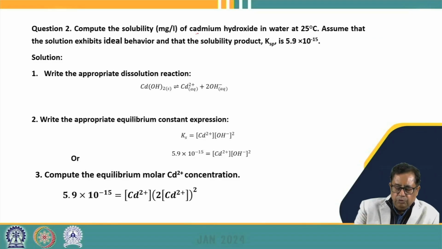Question 2: we have to compute the solubility of cadmium hydroxide in water at 25 degrees centigrade, and we have to assume that the solubility product is 5.9 × 10^-50.